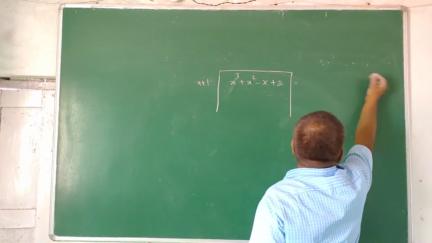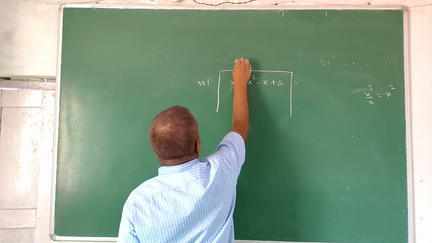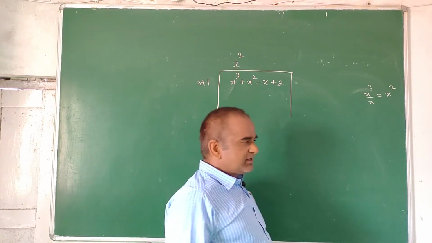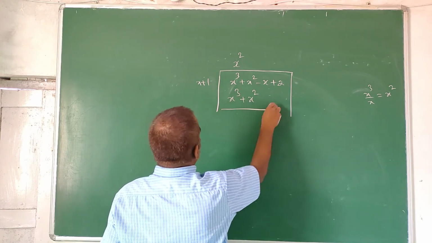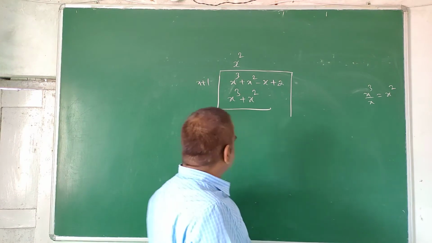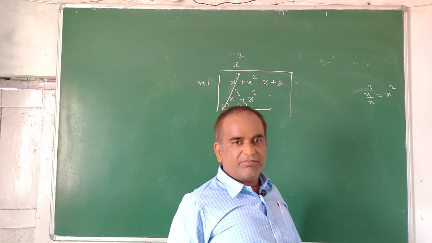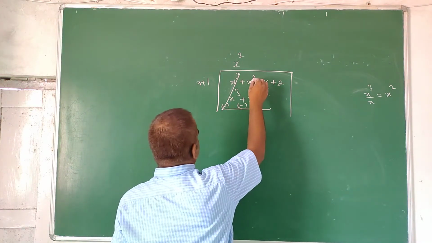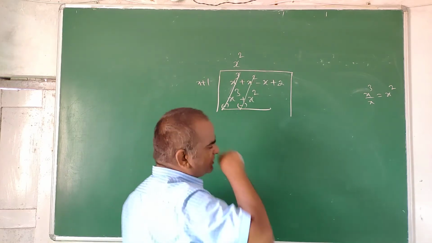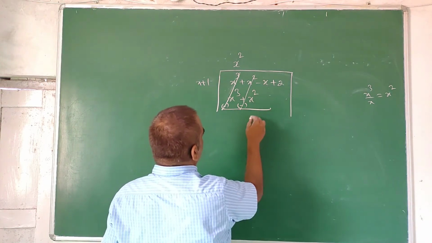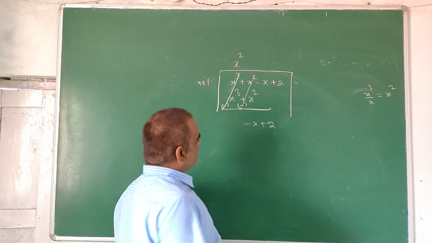So go to rough work, x cube by x, which is x square. So here you put x square, right? So x into x square, x cube plus x square. Now in subtraction the symbols get changed. So this is minus, plus. x cube minus x cube get cancelled. Plus x square minus x square is also going to be cancelled. Now what is left over? Minus x plus 2.